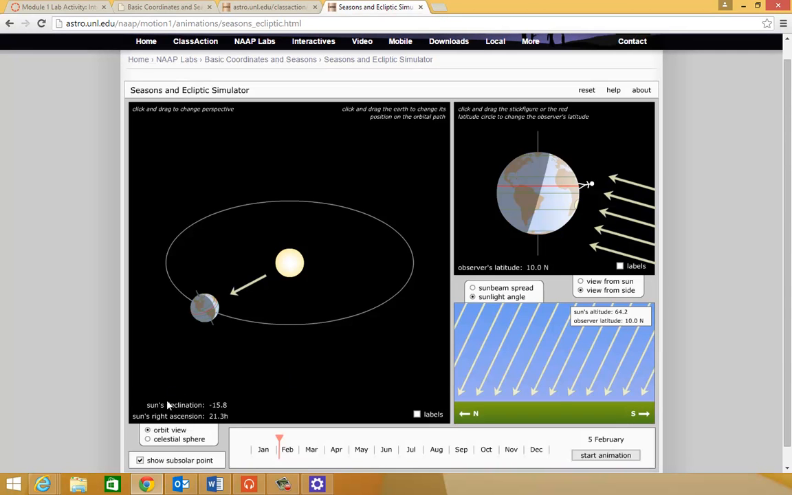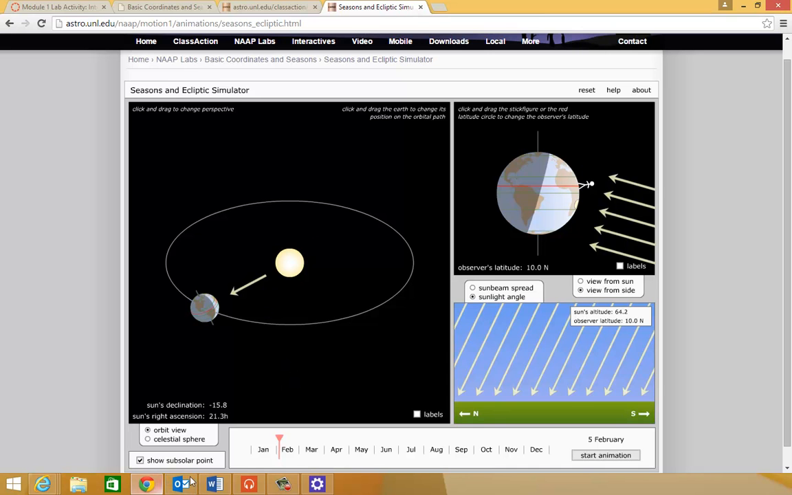Well, notice that they give you that: sun's declination, sun's right ascension. So you fill that information in. Notice that the declination is negative 15.8. The sun, at that time of the year, is below the celestial equator. And the sun's right ascension is 21.3 hours. Remember, the vernal equinox, where the sun starts each year, is 0 hours right ascension, and then during the course of the year, it moves eastward. So if you start in March and you're in early February, you should have a value that's pretty close to 24 hours, because it's almost completed its entire trip around the ecliptic at that point.